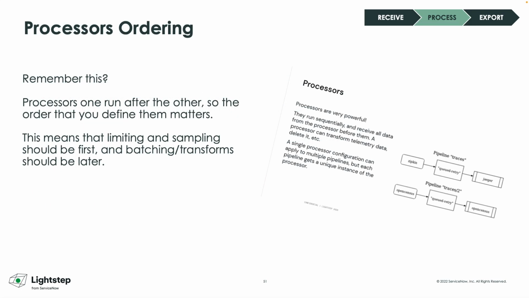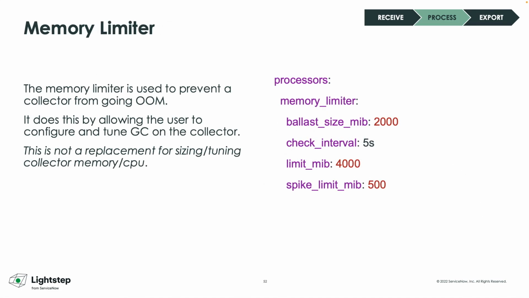As said before, processors are run sequentially and are run exactly in the order that you specify them in your YAML file, meaning that you should put any limiting or sampling processor first in order to reduce the amount of data that will be processed by the later ones. This is an example of configuration for a memory limiter processor that is used in order to manage the memory of your OpenTelemetry collector and be sure that it stays within the limits that you define.